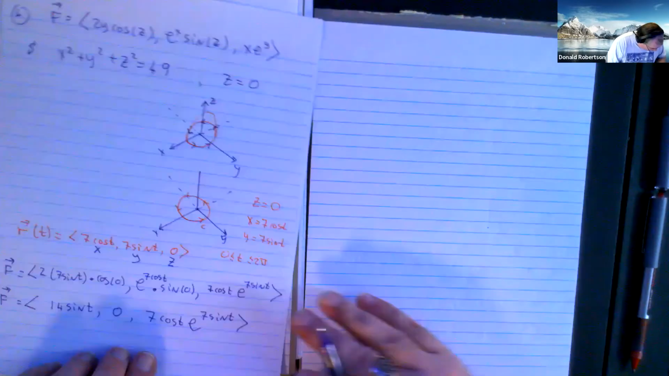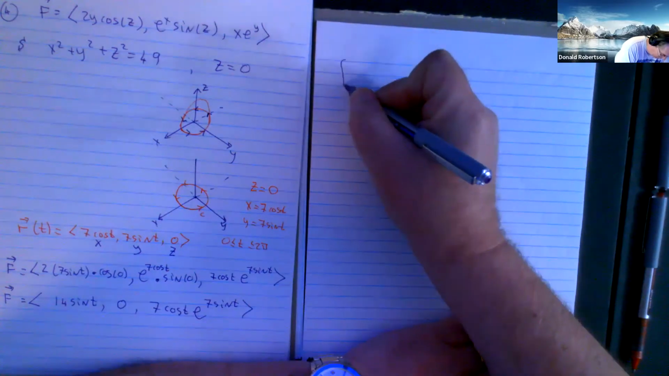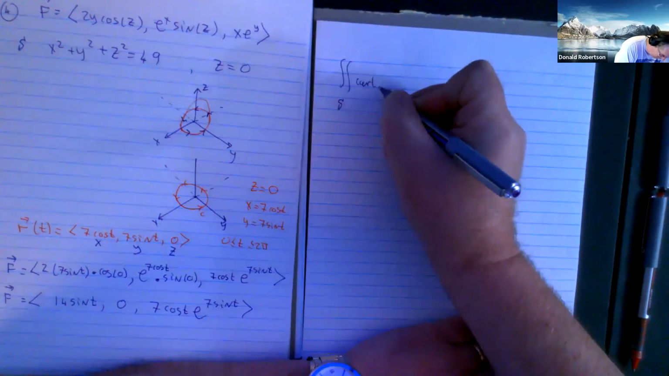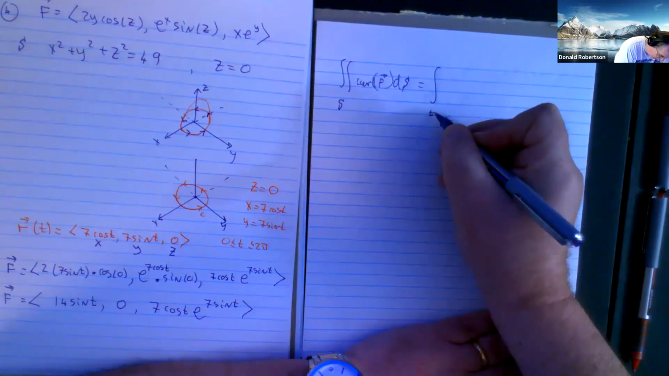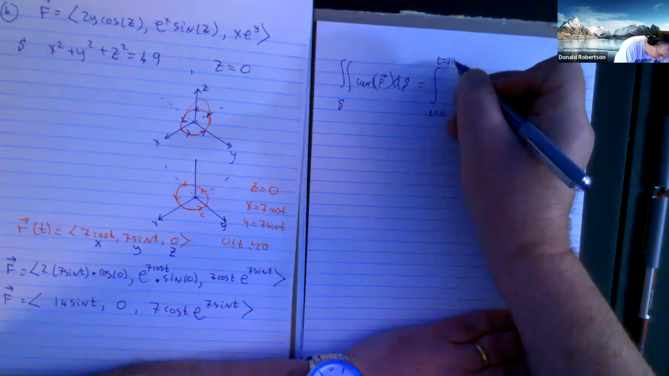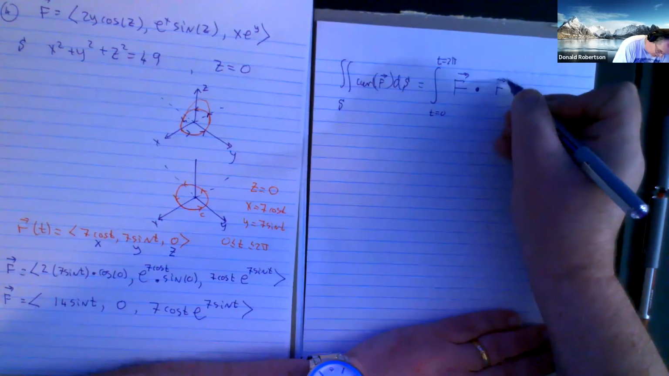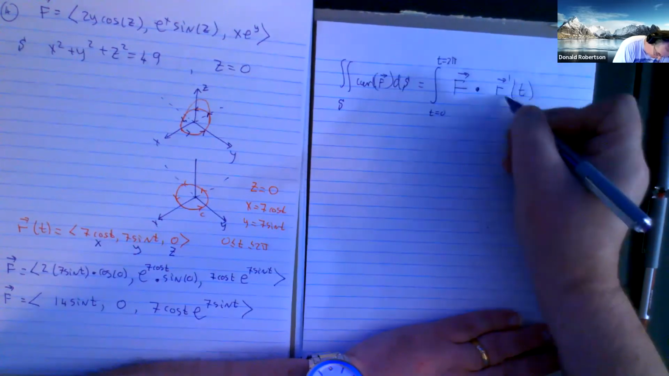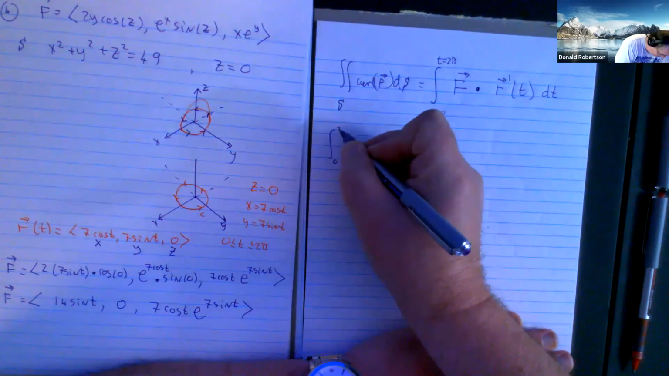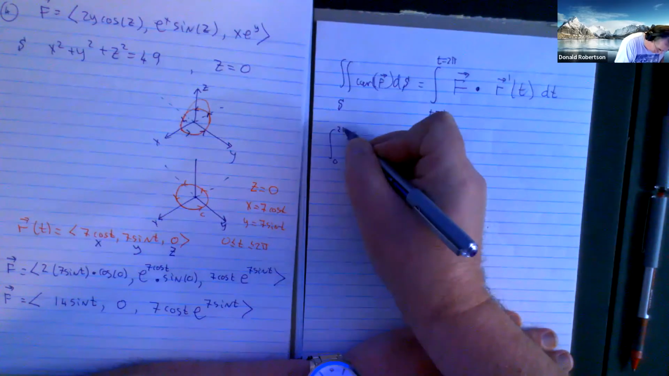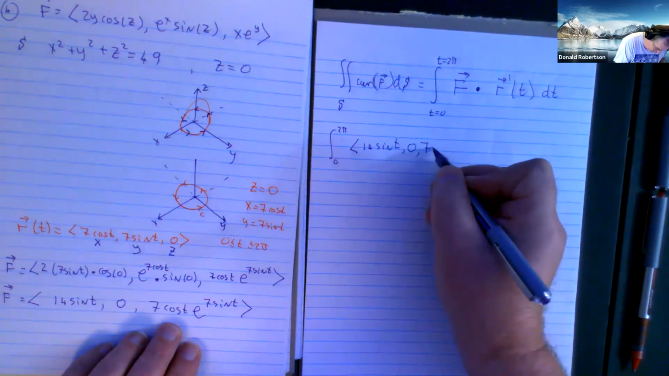Right. Now, we know the formula for the surface area, this one. Stokes' theorem says if you want to find this guy, you find a line integral, and it's going to go from t equals 0 to t equals 2 pi, and it's going to be the dot product of F with the derivative of r(t) dt. So it's going to be the integral from 0 to 2 pi. We already know who F is. It's 14 sine t, a 0, 7 cosine t.